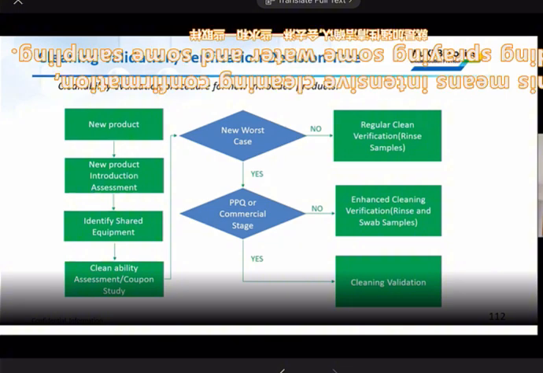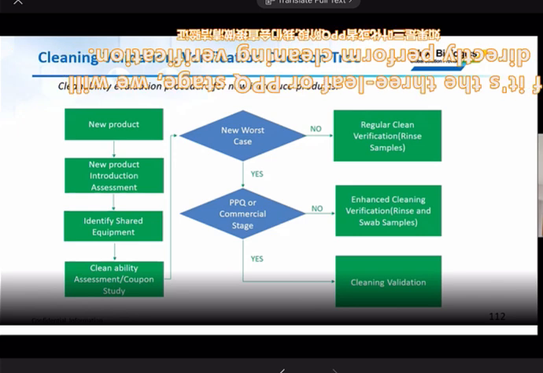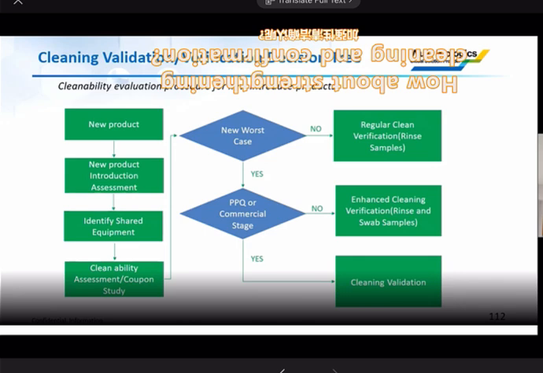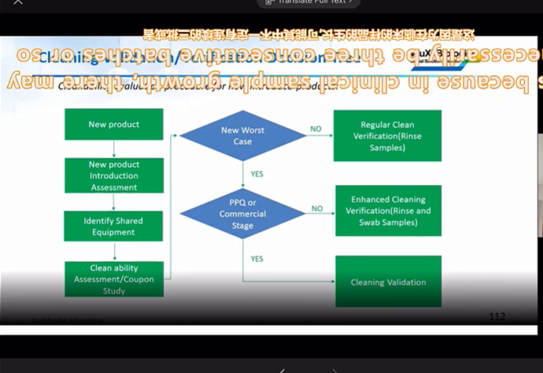Based on the results of these coupon studies, compare it with the results of the worst case we've already verified. If its cleaning ability is no worse than the worst case we've already completed, then we just do the usual cleaning checks and spray some water.